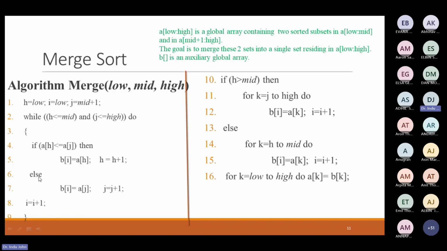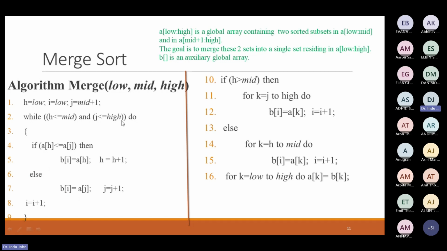Otherwise, suppose the element in the right half was smaller, then you do B of i equal to A of j. You store whichever is the smaller value in the auxiliary array, and you increment the corresponding index. You also need to increment the index in the array B, because in the next iteration you have to store in the next position. This will be repeated as long as h is less than or equal to mid, meaning you have not reached the end of the left half, and j is less than or equal to high, meaning you have not reached the end of the second half.